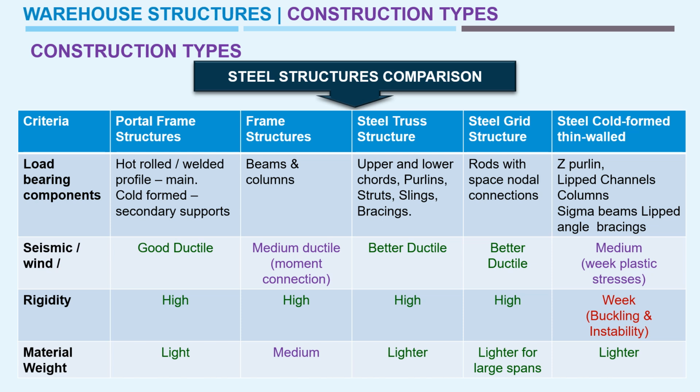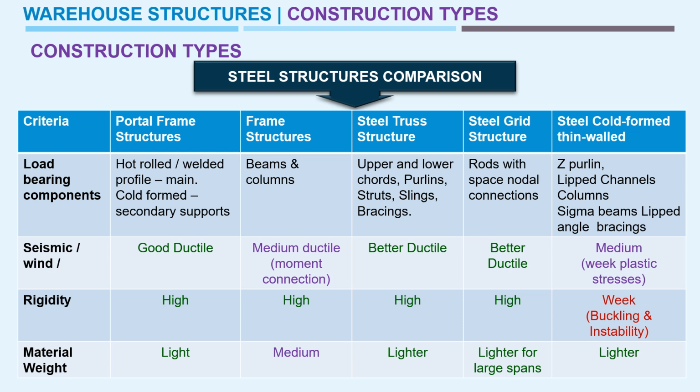The third one is rigidity. As we discussed in the last point, all four, that is portal frame, frame structures, steel truss and steel grid structures, have high rigidity due to their connections, but the steel cold form has buckling and instability issues. So the rigidity is weak in steel cold form thin walled structures.